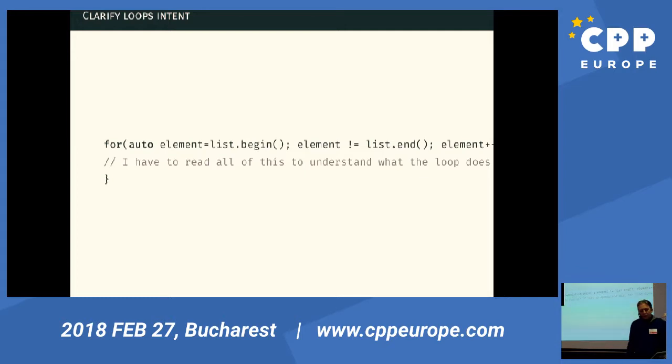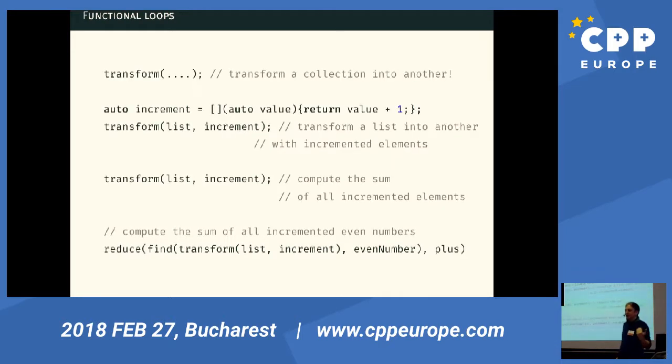So when I use functional loops, I'm much more intentional. The code just tells me what it does. If you read something like this, transform list increment, I don't even know what's in the list, but I know that now I will have a new list with all incremented values inside. And of course, it takes a while until I manage to understand the basic syntax and all that. But once I can read that, it's much easier to understand what it does. And of course, it's very important to have short functions, because otherwise, if you have a really huge function here that you don't know how to name, you won't be able to say what it does.